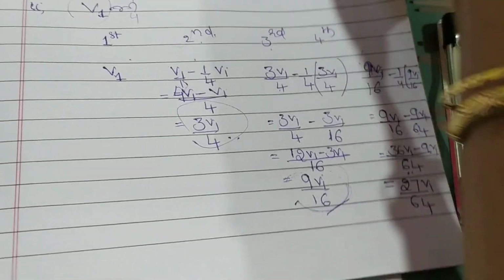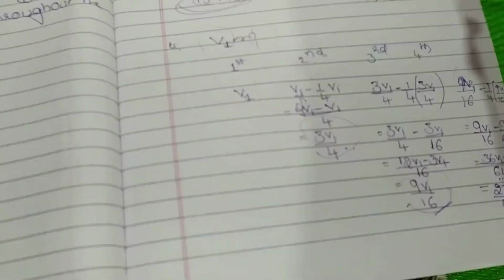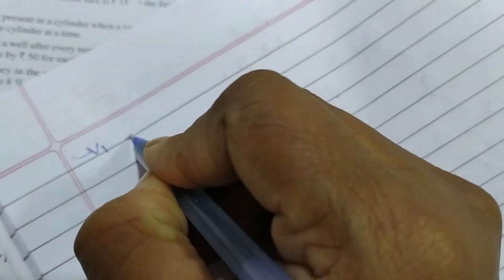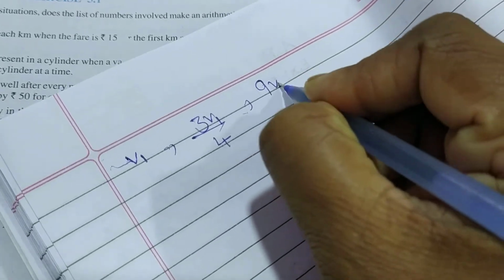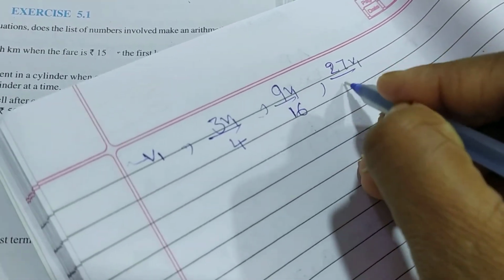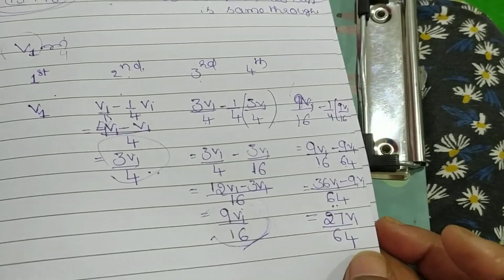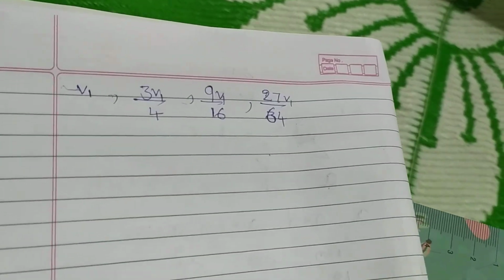V1, 3V1 by 4, 9V1 by 16 and 27V1 by 64. So this is what we got. Now we have to check whether the given sequence is in AP or not.